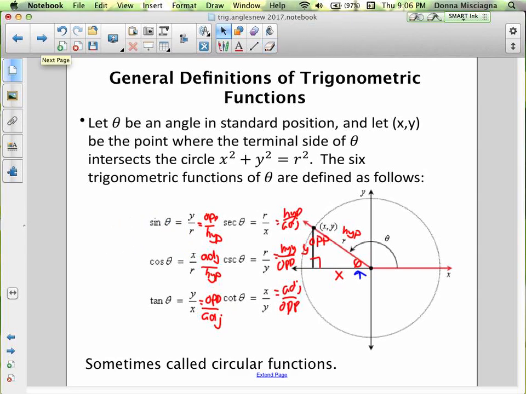They're sometimes called circular functions. Well, you can see, right, we're rotating an angle in a circle, right? And so not only is that r here the hypotenuse of the triangle, it's also the radius of a circle.